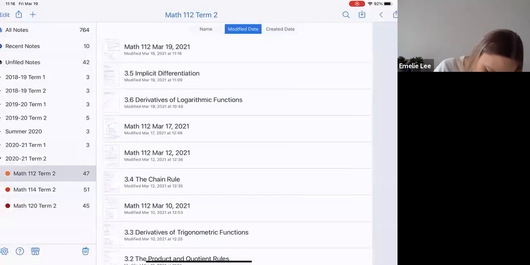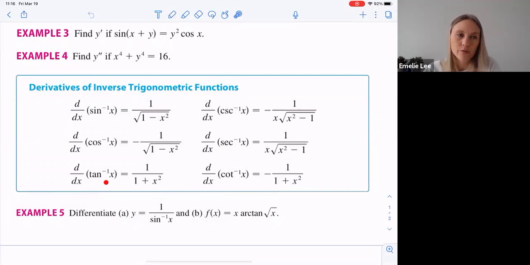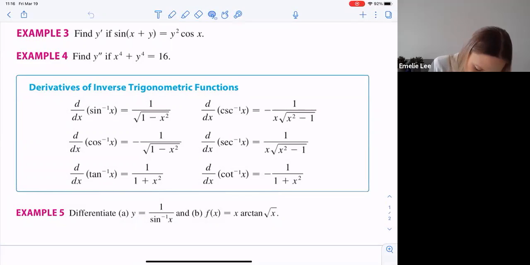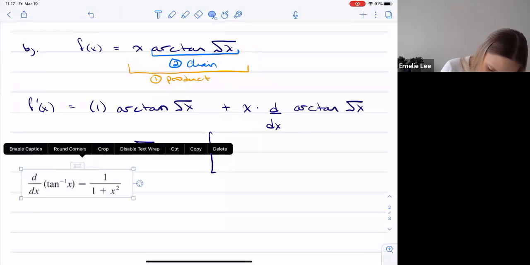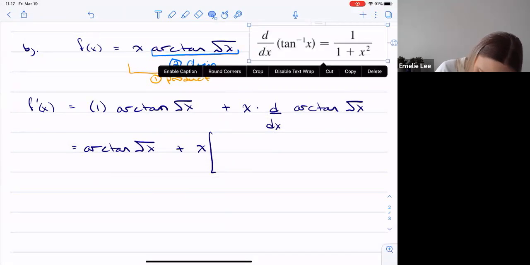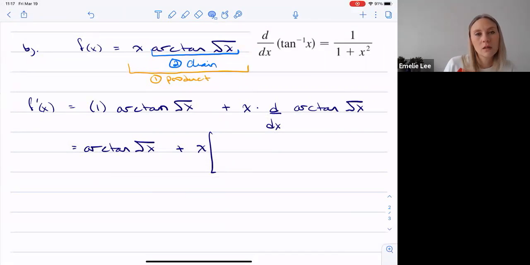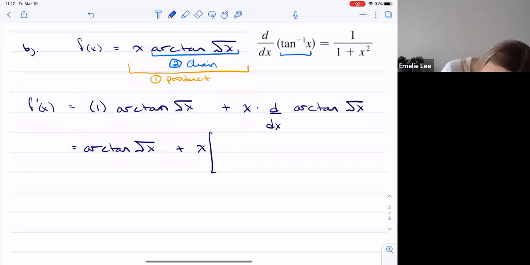Okay, from last day, the derivative of tan inverse of x, which is arctan, is 1 over 1 plus x squared. So I'm going to put that in here and maybe put it up top. And I'm just going to say tan inverse, this is arctan of x.